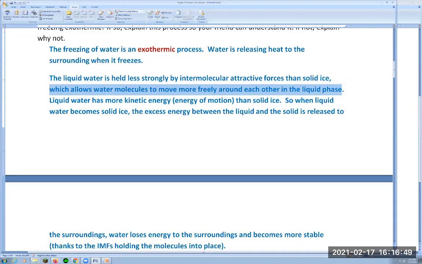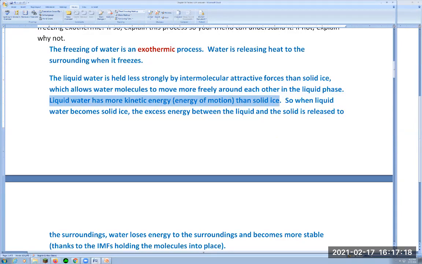In the solid, there is less motion, right? It's just vibrating around a fixed position. But in the liquid phase, you can roll around, flow. So the liquid water has more kinetic energy, or energy of motion, than the solid ice. And so the difference in energy between the liquid and the solid phase will have to be released to the outside when the liquid becomes solid.